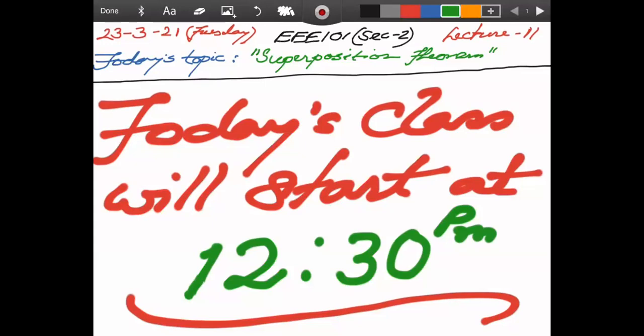Before starting the class, I'd like to ask you whether you can hear the sound and see the screen properly. Last class we discussed super mesh. Super mesh is already gone, and we have gone through the CT2 as well. Today we are going to talk about a new topic, which is the superposition theorem.